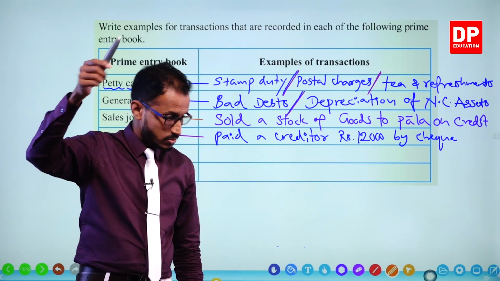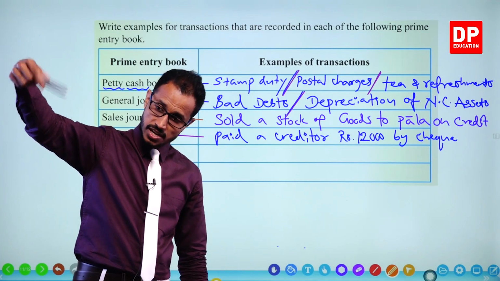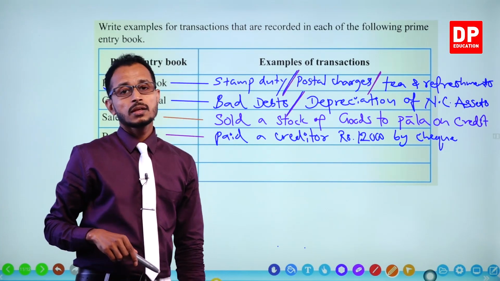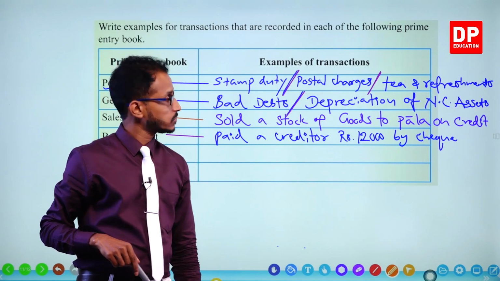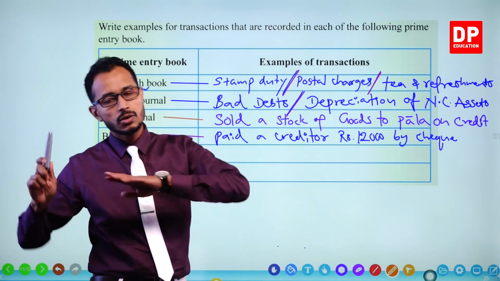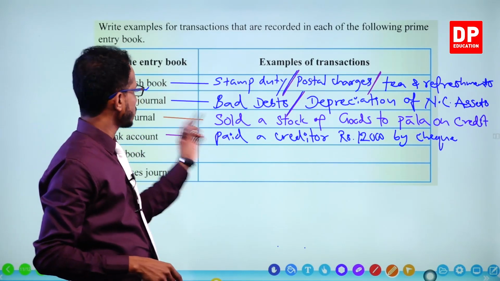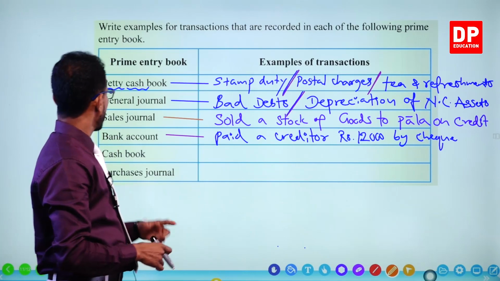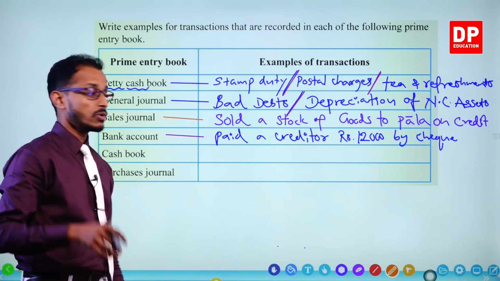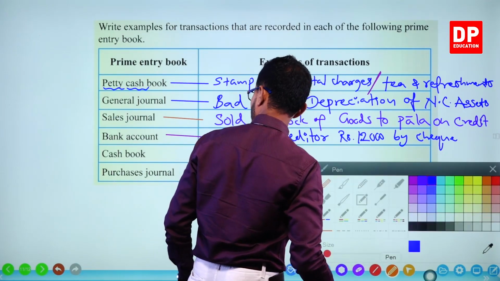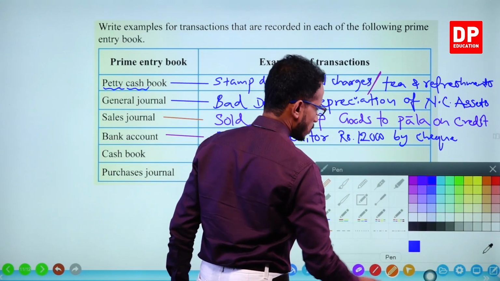So the creditor is going to go to the bank with our check and take the money, 12,000, from our bank account. 12,000 will be transferred from our bank account to his bank account. So bank money decreases. That's a bank transaction. It goes to the bank account, so we should record it in the bank account cash book.